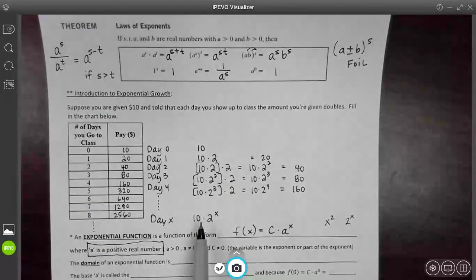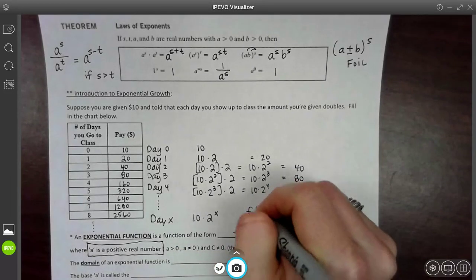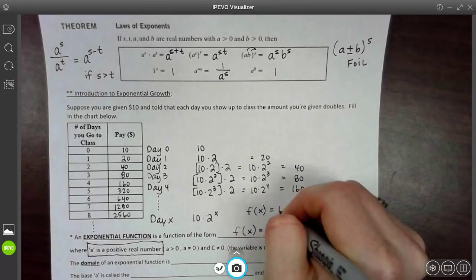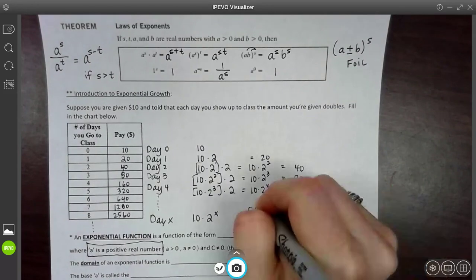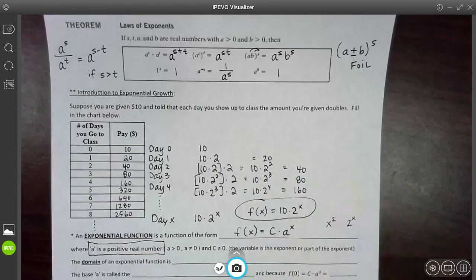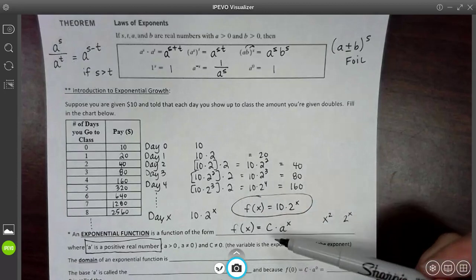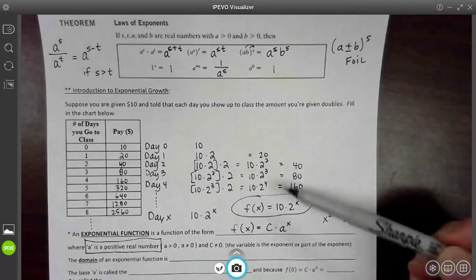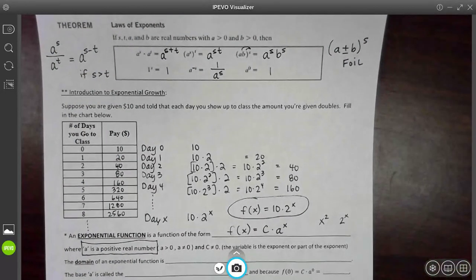And you have just written an exponential function to model this data. All right, so we could say f of x equals 10 times 2 to the x. And there is an exponential function of the form c times a to the x, like I said, that is modeling this data. So this is how exponential functions are going to work.